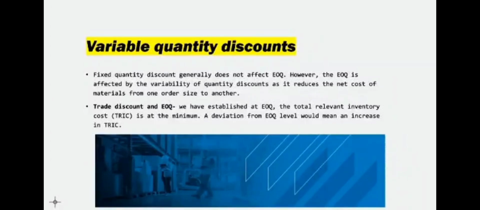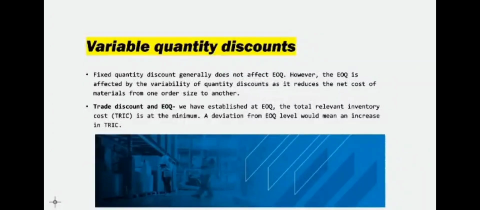EOQ generally minimizes the total inventory cost. However, EOQ may not be optimal when discounts are factored into the calculation. The optimal order quantity when discounts are involved is either EOQ or any of the minimum order quantities above EOQ that qualify for additional discount.